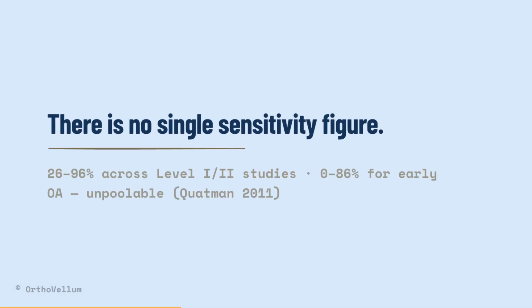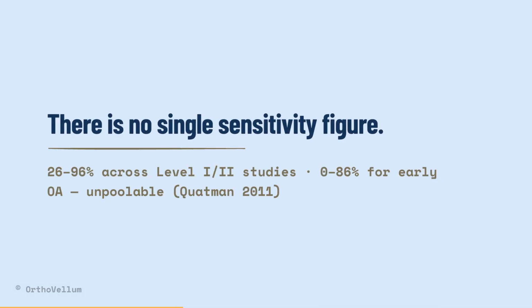Here is the humbling arithmetic. 14 level 1 and 13 level 2 studies. Sensitivity for knee cartilage abnormality spans 26 to 96%, specificity 50 to 100, accuracy 49 to 94. For early osteoarthritis, 0 to 86. The heterogeneity of sequences and field strengths was so great a formal meta-analysis could not be performed. So the useful question is never, how good is MRI at cartilage, but what sequence, at what field strength, read by whom.